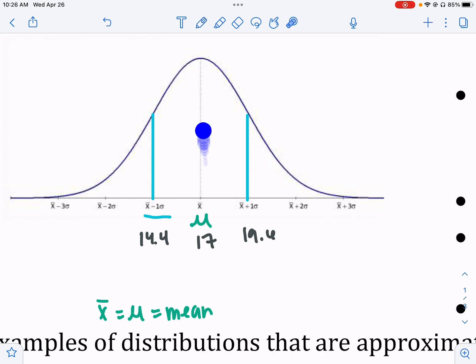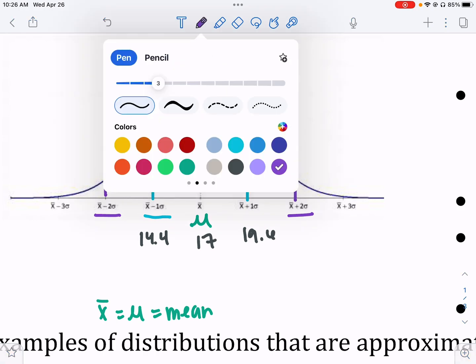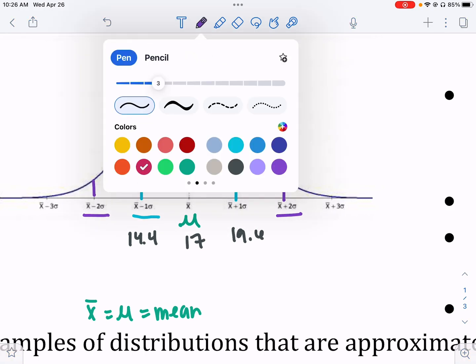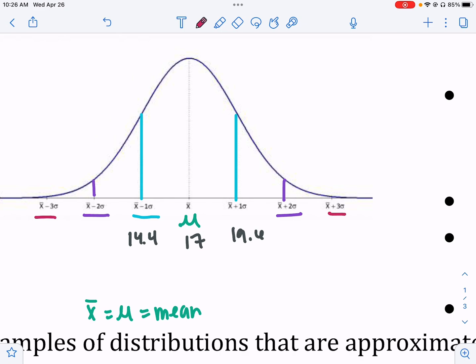So this is where my mean would be, and then this would be my standard deviation, and then you could keep going. So that was within one. This one is going to be within two standard deviations, and then the next curvature would be three standard deviations away. So let's go in the positive direction: 17 plus 2.6 plus 2.6 plus 2.6. This would be 24.8. So I've added my standard deviation 3 times in order to get here.